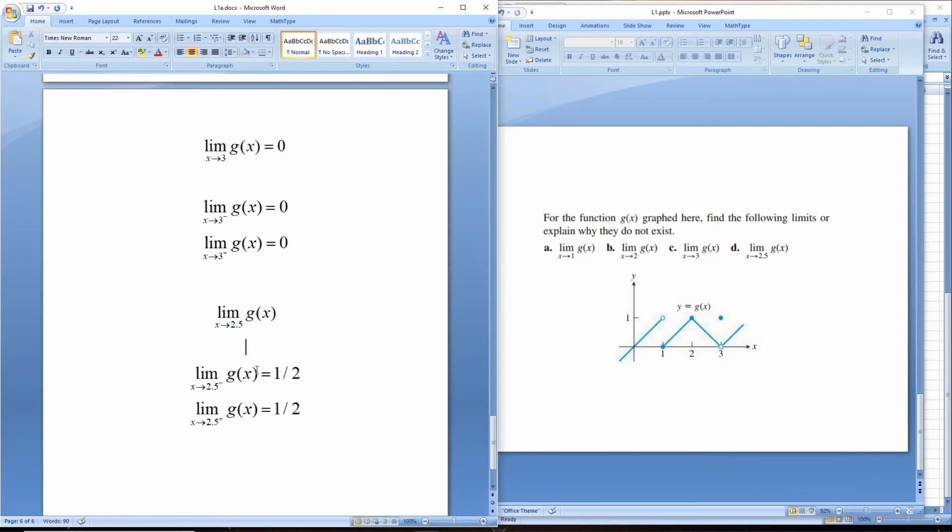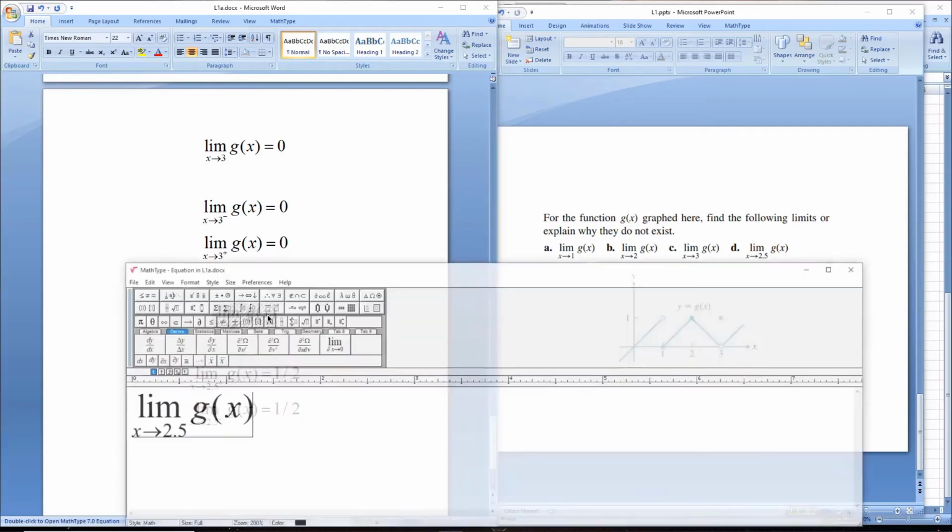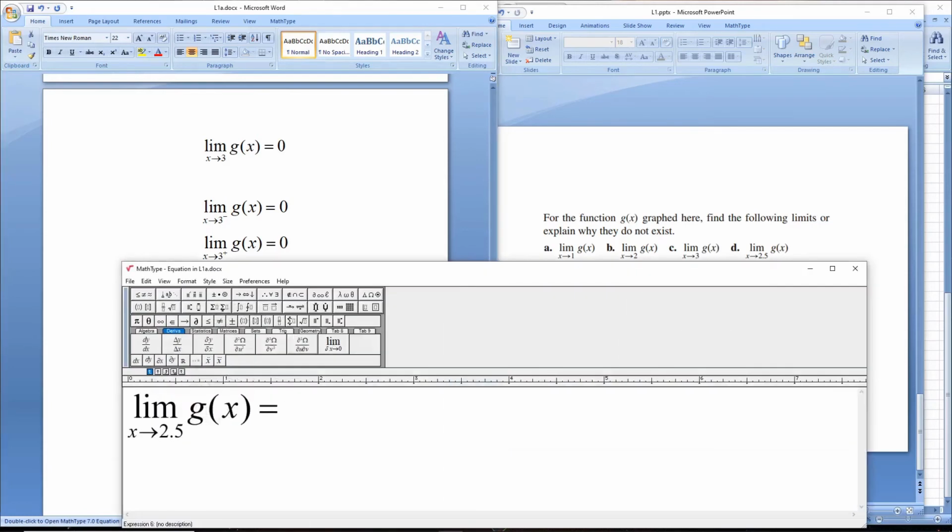And now again, we can see the left equals the right, which means then the two-sided limit does exist, and it equals that number.